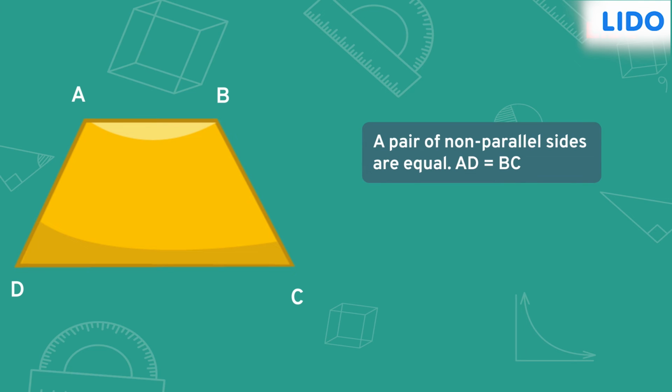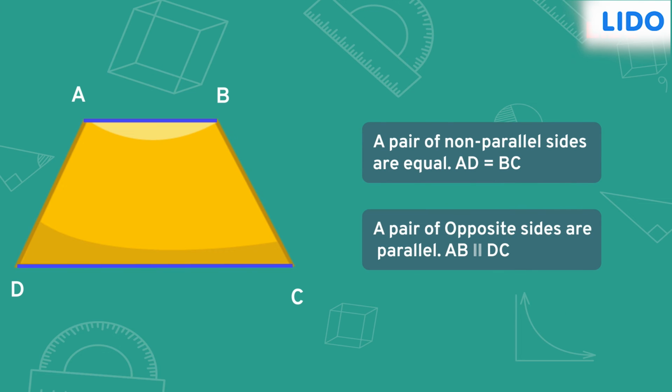What if they were equal in length? What would change? Well, then it would be an isosceles trapezium. Isosceles comes from a combination of two words, isos meaning equal and celes meaning legs. Therefore, this will be an isosceles trapezium, which means it has equal legs.